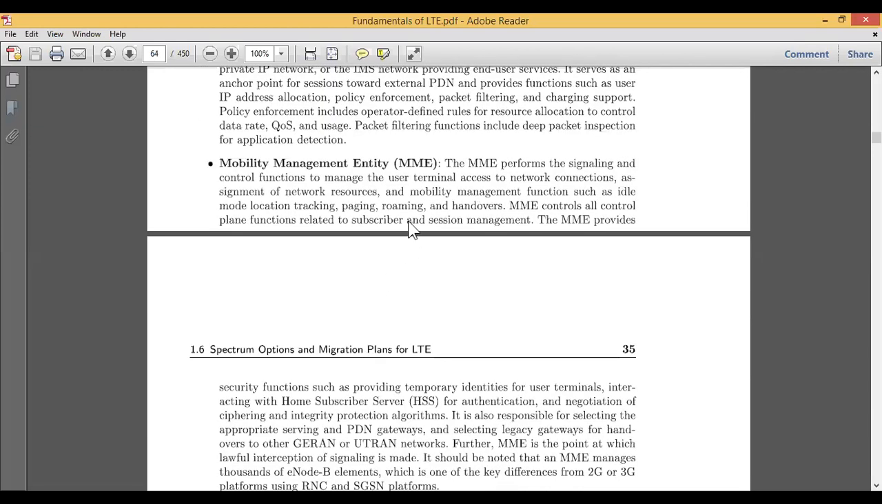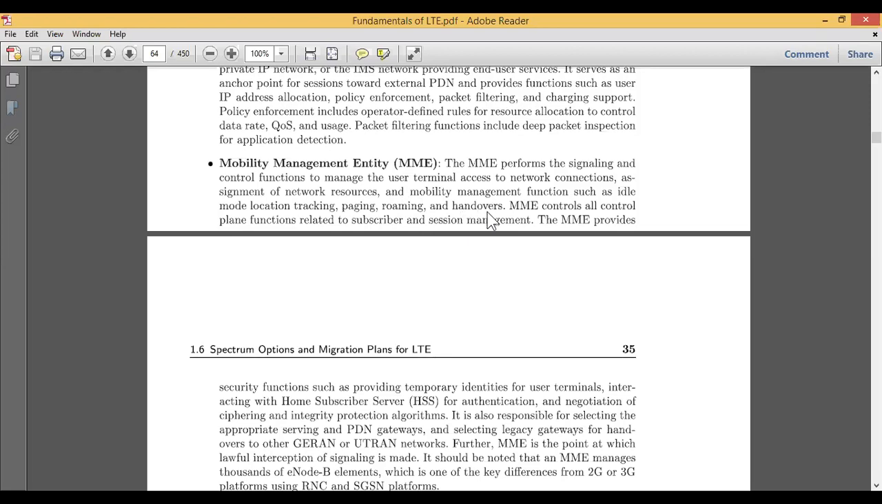The next is mobility management. How do we have the function such that the terminal gets access to the network connection, or some kind of resource assignment and mobility functions? Whether your mobile phone is in idle mode, there is location tracking, then we have paging, then roaming and handover. Roaming we know: if you move from one area network to another area network, now it is free, but earlier we used to get charged from one state to another state. So it is responsible for mobility management.